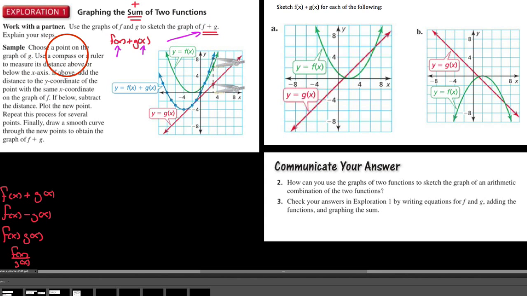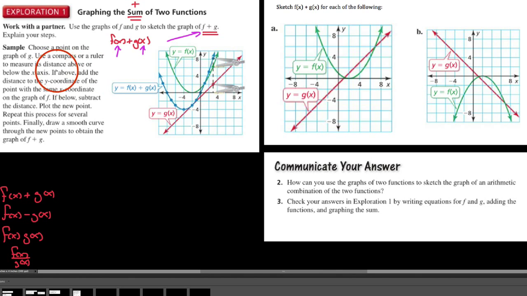So reading through this, it says, choosing a point on the graph of g, use a compass or a ruler to measure its distance above or below the x-axis. So in other words, with g here, we could measure how far above or below the x-axis it is, but what we're really doing is we're finding its y value. So in this particular case, it looks like at an x value of 3, if we're going by 2's, it's at a height of 2. So this is the point (3, 2), but the point is that it's 2 off the ground.